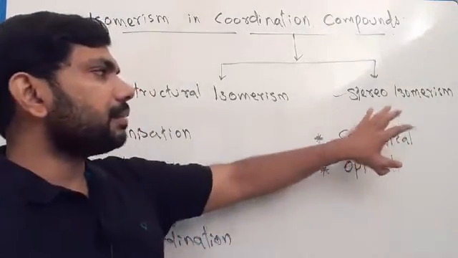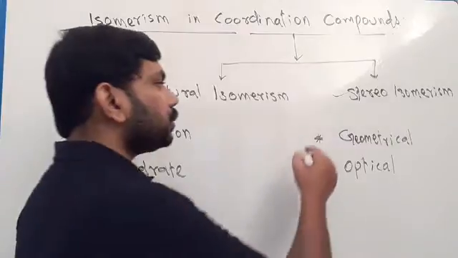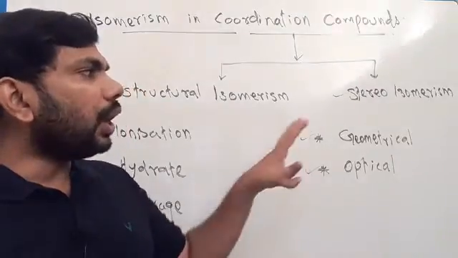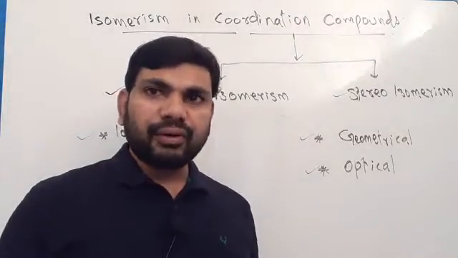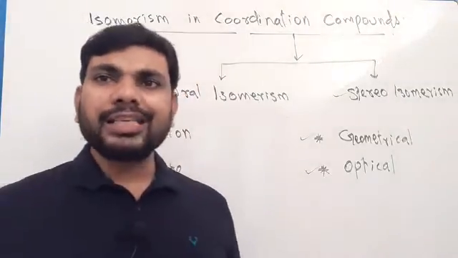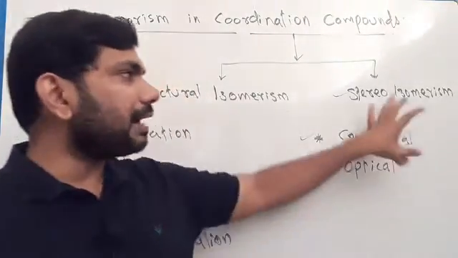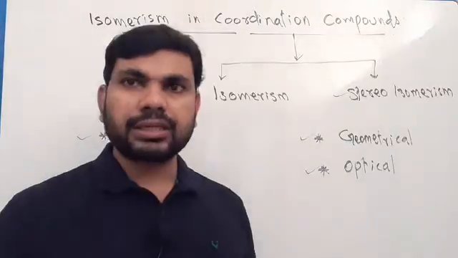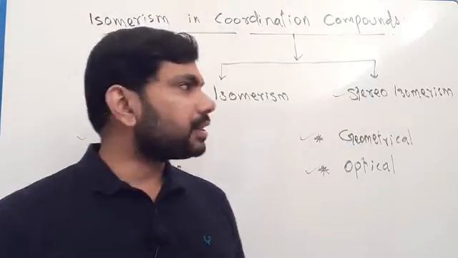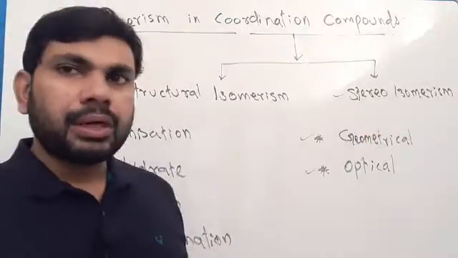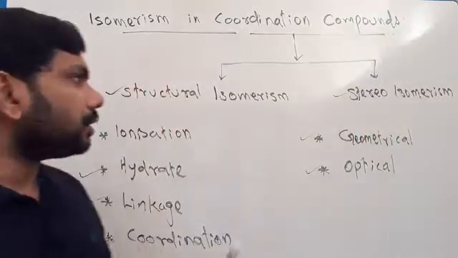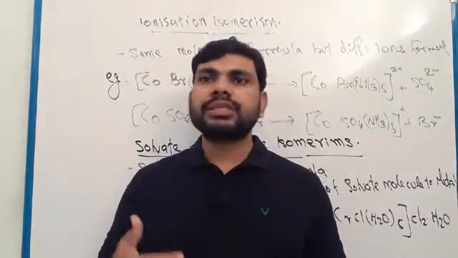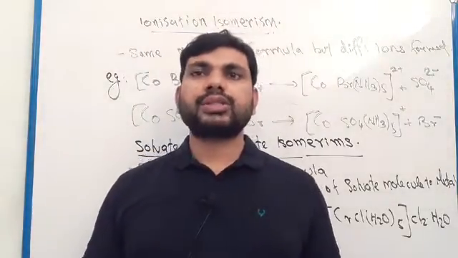Stereoisomerism we can again classify into geometrical isomerism and optical isomerism. Here stereoisomerism mainly differs in the spatial arrangement of the molecule. Molecules have the same molecular formula, but they have a different three-dimensional arrangement. So let us discuss more details about all this isomerism with examples. Next, we discuss structural isomerism in more detail.